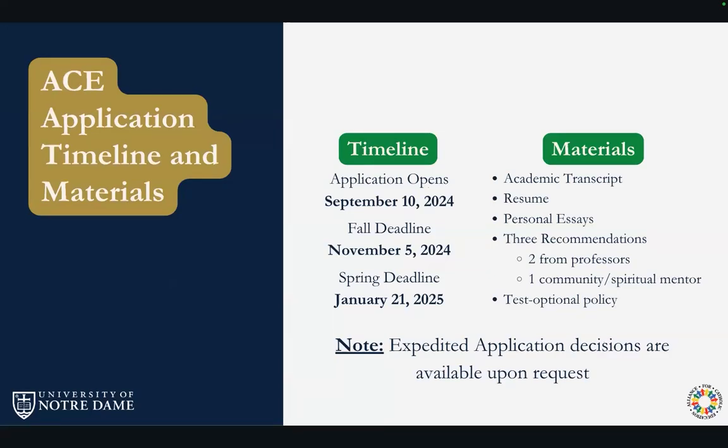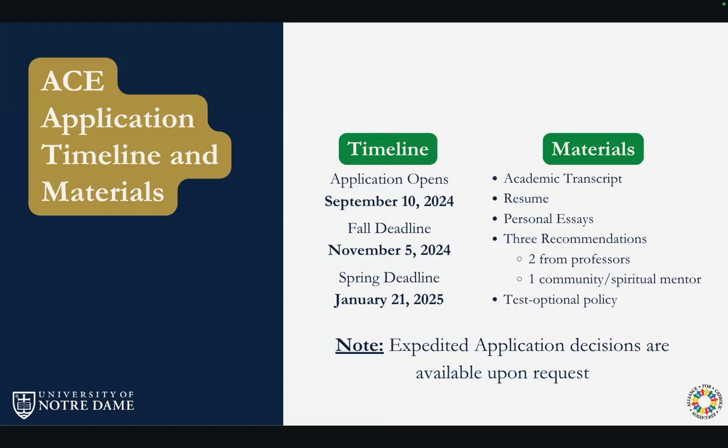So to just start off with the application timeline, depending on when you're watching this, these dates might not be exactly the timeline that you're looking for, but they're going to be roughly the same every year. So application for the 2024 to 2025 cycle, application opens September 10th, and then we have two deadlines. So the fall deadline is going to be November 5th, 2024. Spring deadline is going to be January 21st, 2025.